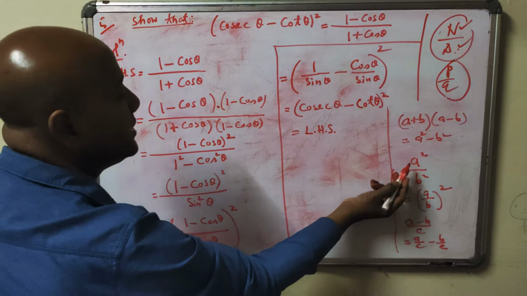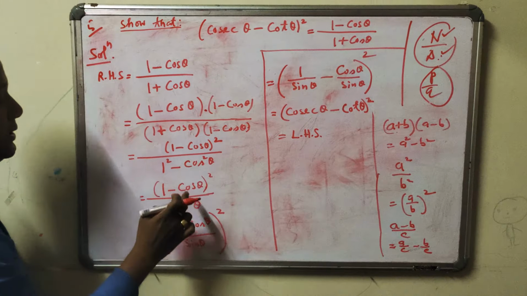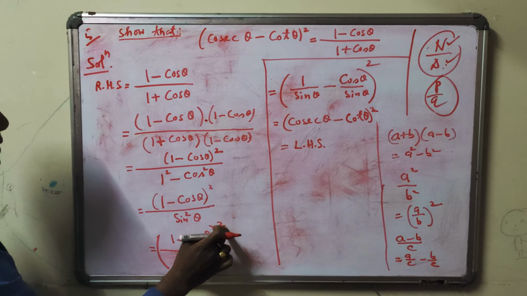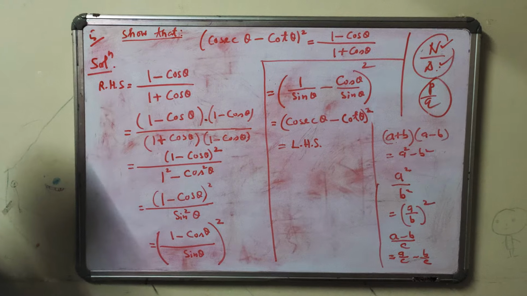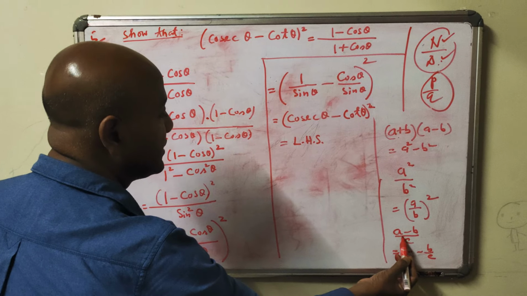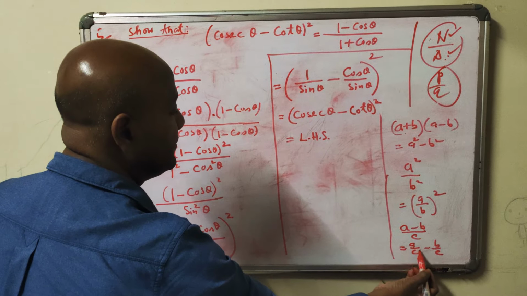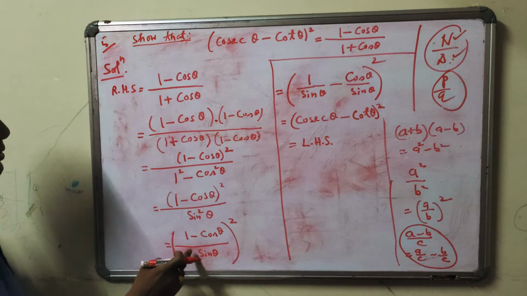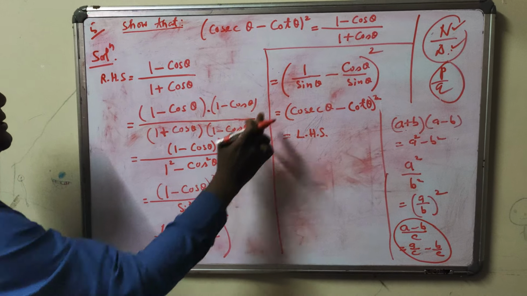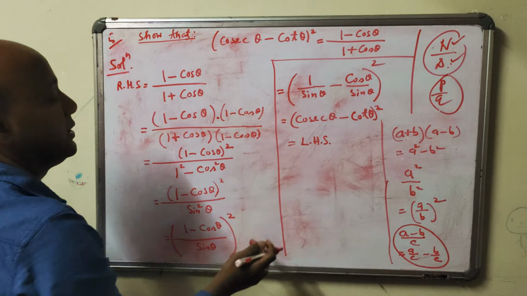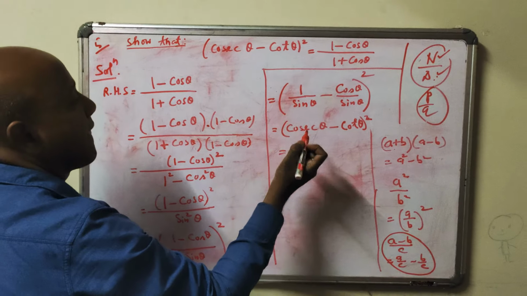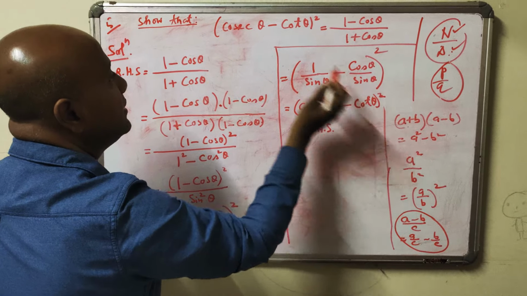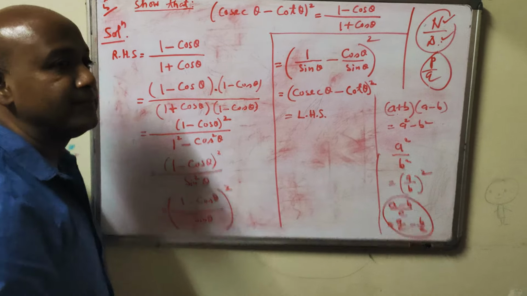Now a square by b square means a by b whole square. Here the numerator is square and the denominator is also square, so you write this by this and put whole square. Again, a minus b divided by c means a by c minus b by c. You can split it like this. The same thing is used in this case also: 1 by sin theta minus cos theta by sin theta. After this you write this. Then 1 by sin theta is cosec theta, cos by sin is cot theta, whole square. You have got this. The left hand side is very easy.